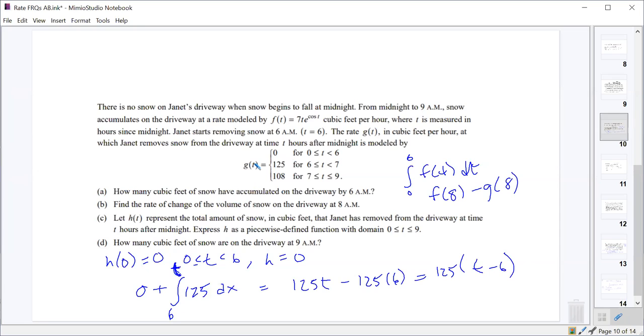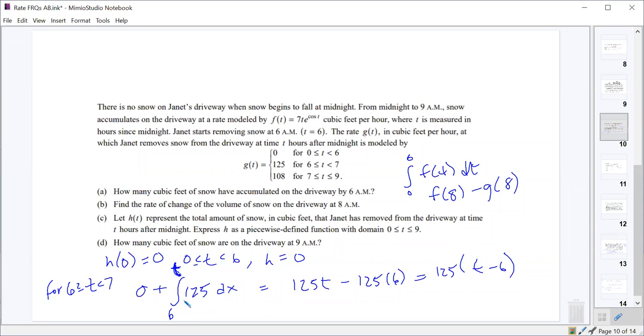So then if it's from 6 to 7, why is the upper limit t and not 7? Because it has to be valid for any time between 6 and 7. And so we're going to say, I should have written this here, for t less than 7 and greater than or equal to 6, it should be this value, right?